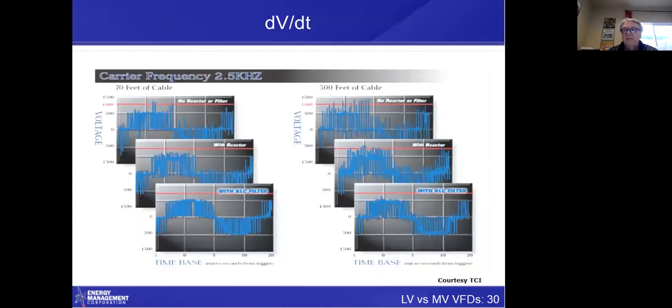This slide's from TCI, Transcoil International. It's available right on the internet. It shows the output waveform with 70 feet of cable and with 500 feet of cable. If you're using a standard motor, it has 1,000 volt insulation, and you can see these spikes go above 1,000 volts. The spikes get worse with 500 feet of cable. So with long cable lengths, we many times have to put a filter on that low voltage drive.